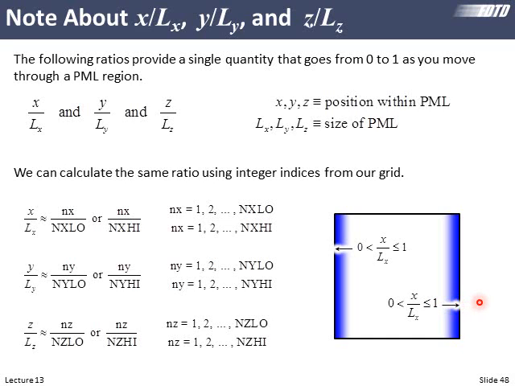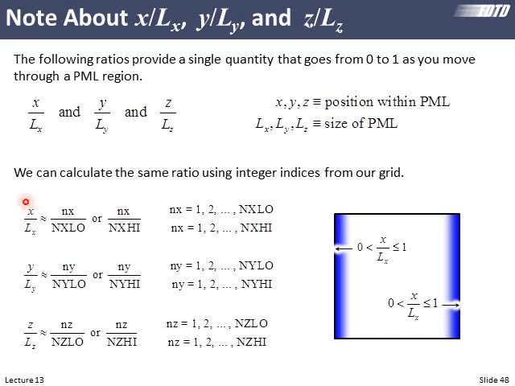So those ratios just simply go from 0 to 1 from the beginning to the end of the PML. Now, in our finite difference time domain algorithm, we really don't work with x and L's, which are physical widths. Instead, we work with grid indices that go 1, 2, 3, 4, 5, 6, all the way across our grid, however many points we have.